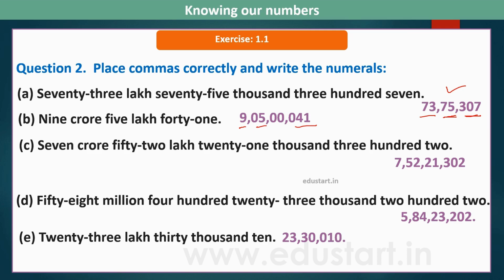Third one, 7 crore 52 lakh 21,302. So this is written and you can see the first comma is placed after 3 digits, then after 2 digits, then another after 2 digits. 58,423,202. So this is the answer. Then 23 lakh 30,010. So here the comma is placed after 3 digits, then after 2 digits.